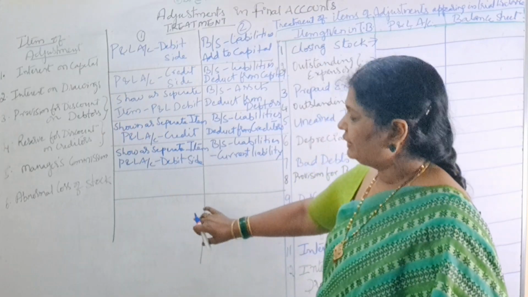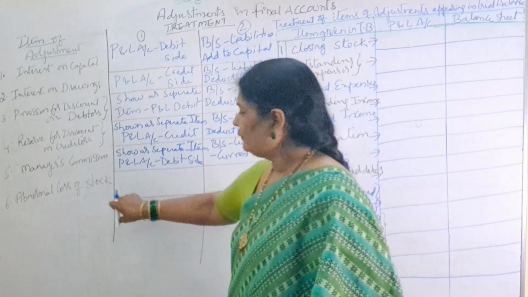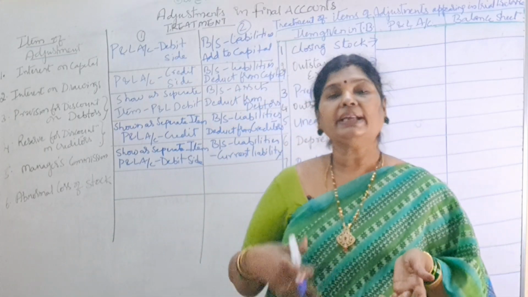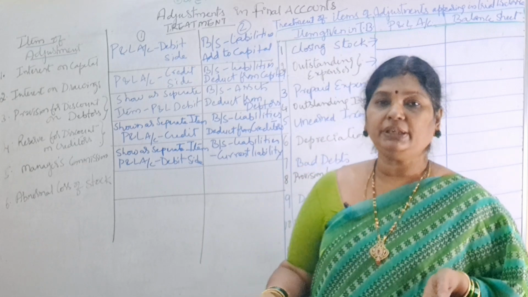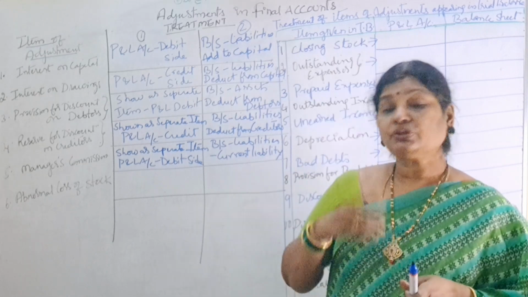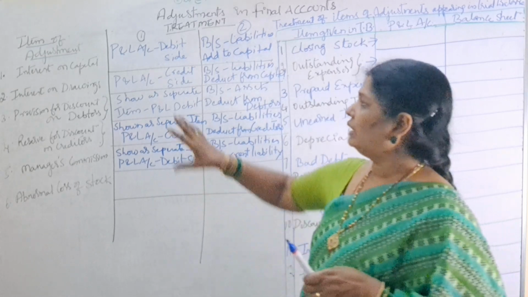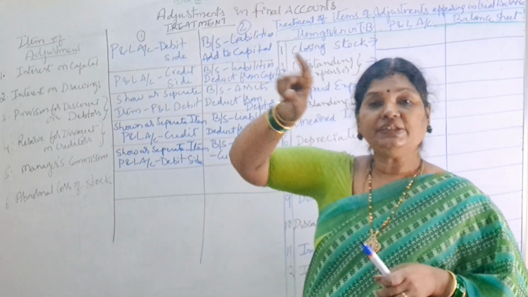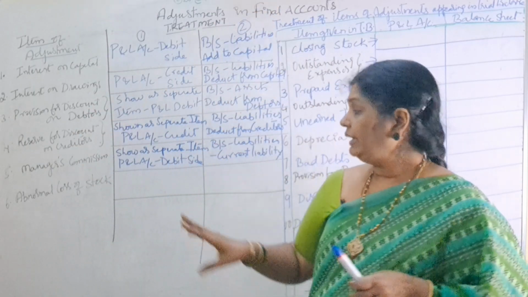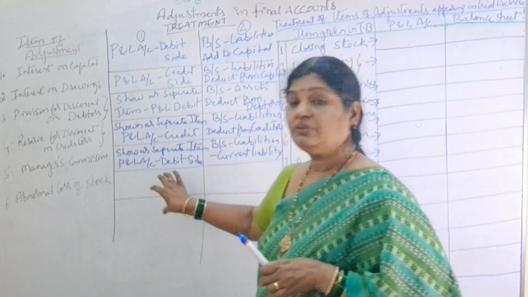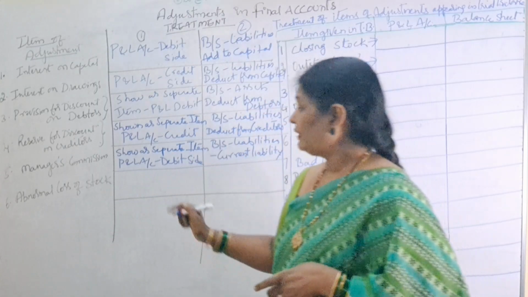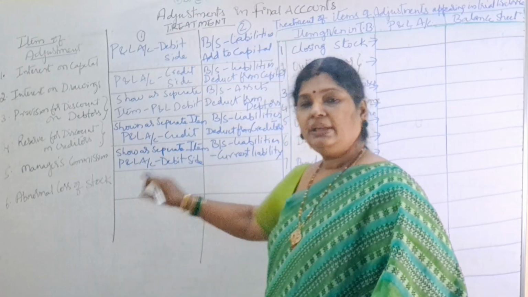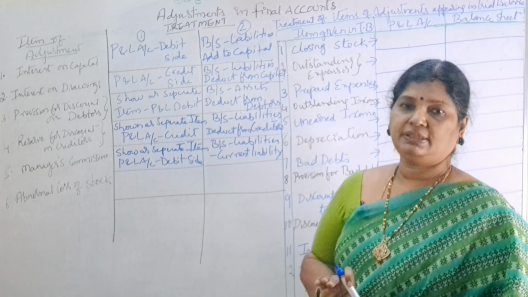What's the next adjustment? Abnormal loss of stock. Here the stock got lost due to fire or any accident or any natural calamity. So what do we have to do? We have to show that in three places. All these 5 adjustments and the previous 8 adjustments I showed in 2 places. But this abnormal loss of stock we have to show in 3 places. So first where will you show? In the trading account. Next in the profit and loss account. Next in the balance sheet.